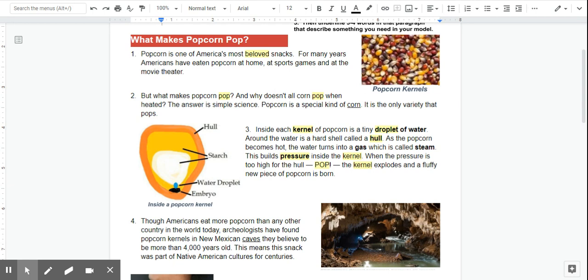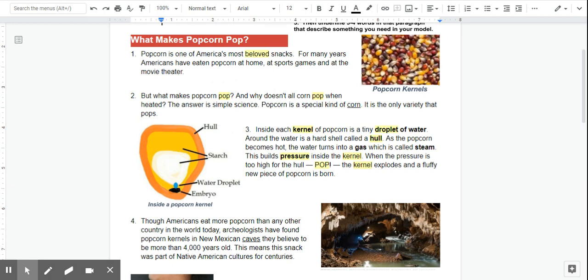Inside each kernel of popcorn is a tiny droplet of water. Here's a picture here. There's a little blue water droplet here. Around the water is a hard shell called a hull. As the popcorn becomes hot, the water turns into a gas, which is called steam. This builds pressure inside the kernel. When the pressure is too high for the hull, pop! The kernel explodes and a fluffy new piece of popcorn is born.